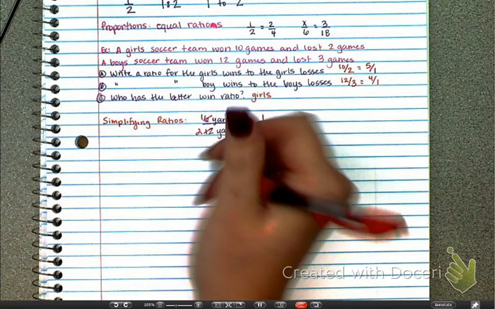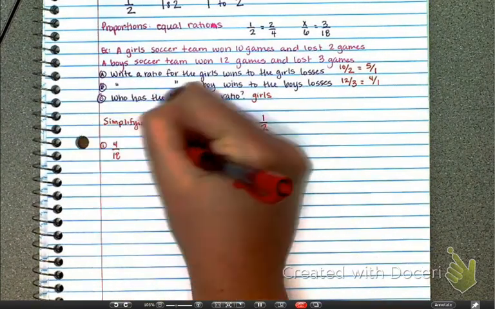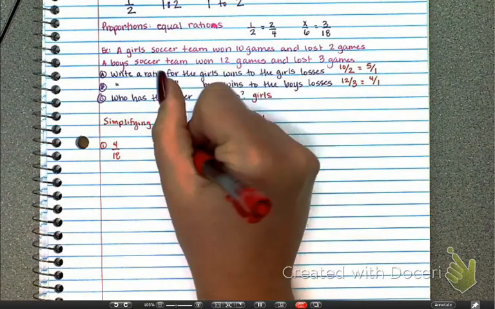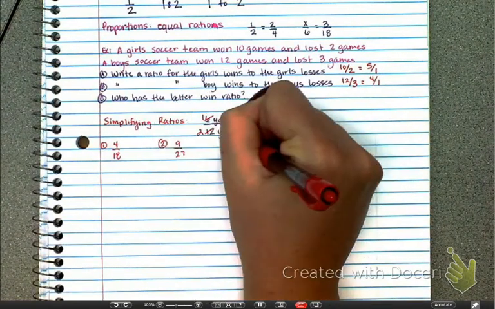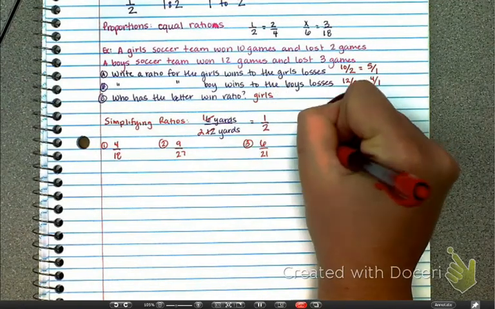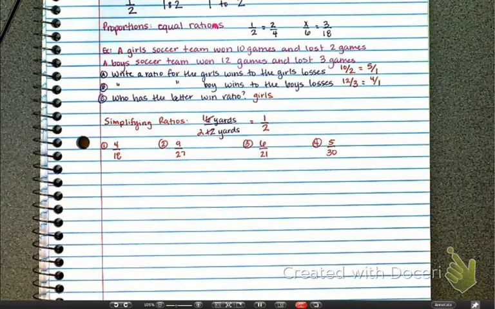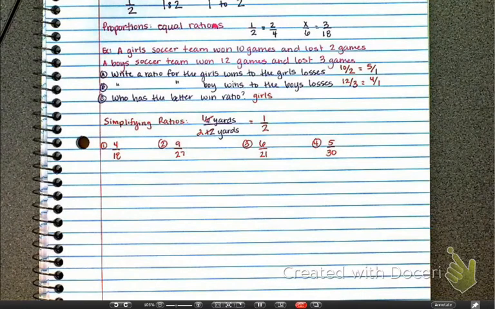I'm going to give you a couple to reduce. I would like you to reduce 4 over 18, 9 over 27, 6 over 21, and 5 over 30. Take a couple minutes and reduce those four. Again, 4 over 18, 9 over 27, 6 over 21, and 5 over 30. I'm going to call on random groups.